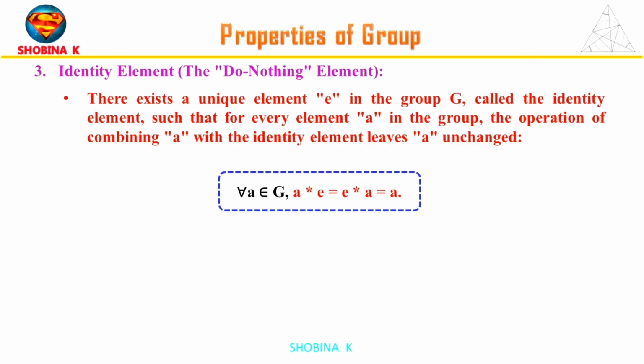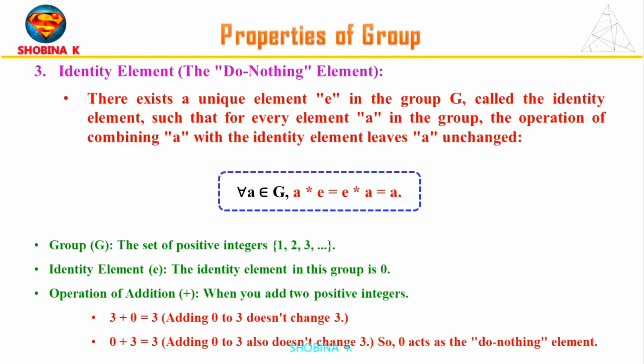In this property, there exists a unique element E in the group G known as the identity element. This element has a special property, that is, when you combine or operate any element A from the group with the identity element E, the result is always the same element A itself. The mathematical statement for this property is given here. Let's see an example on this property.